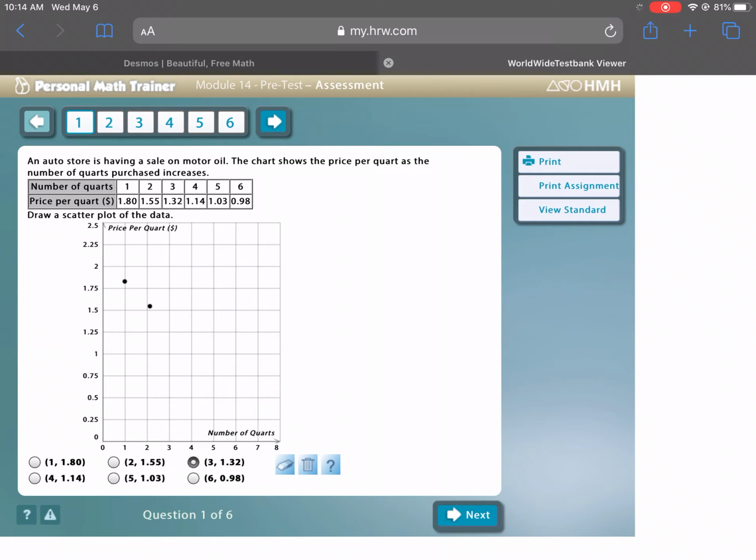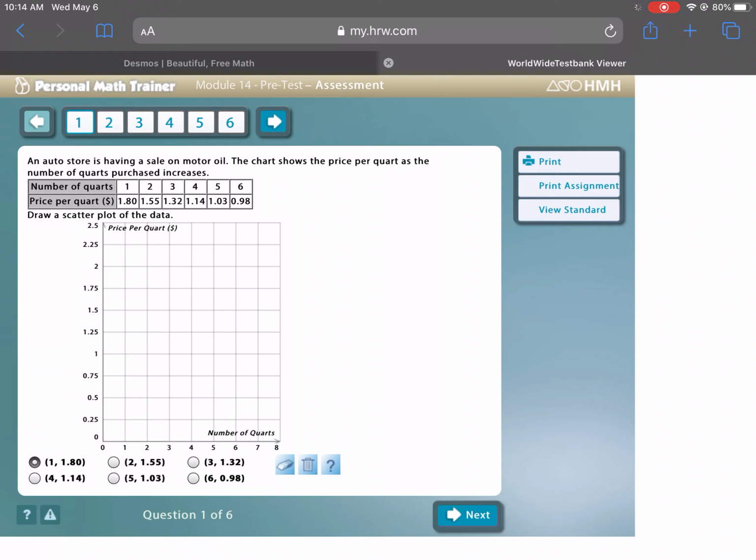Now $3.32. $4.14. Oh, I guess I can't just delete one of them. I got to delete all of them. Oh, I should have used the erase button.